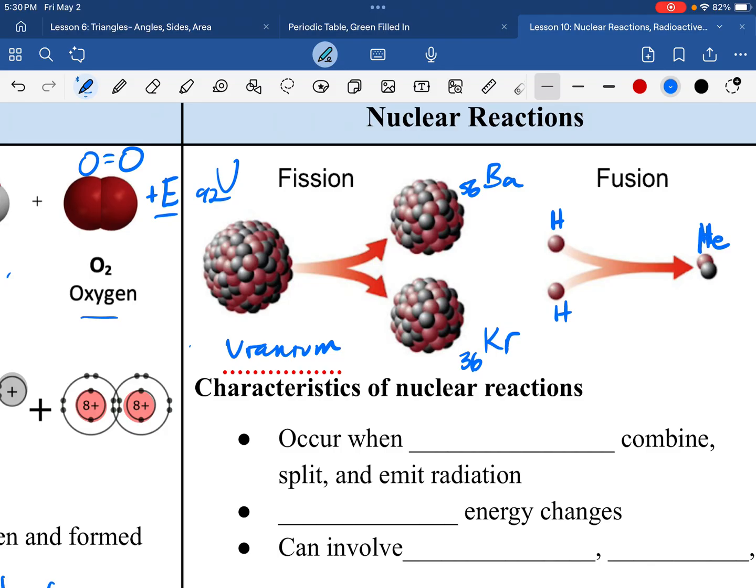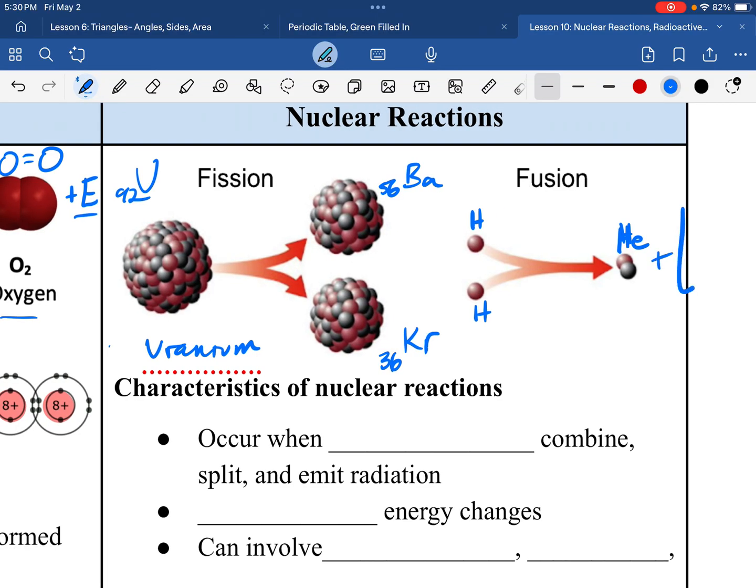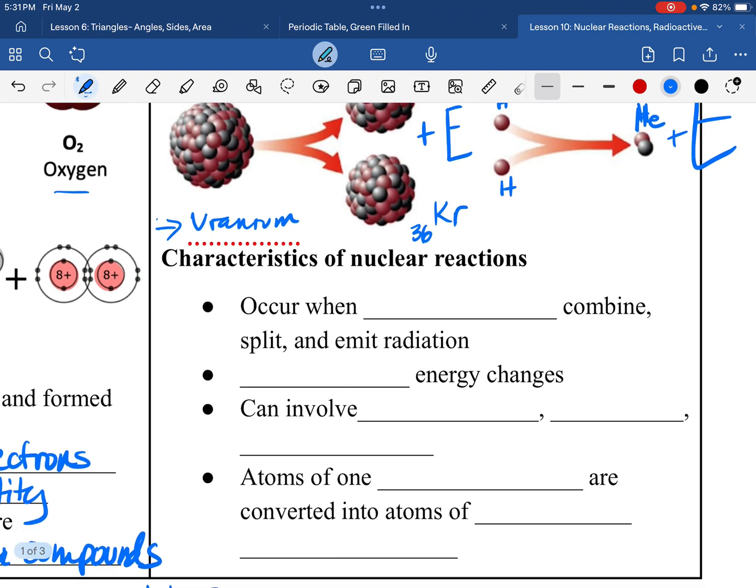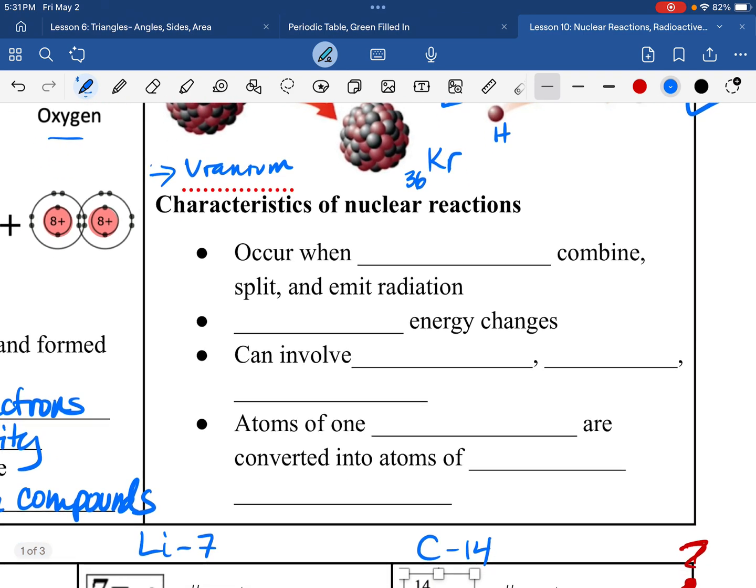And we know, of course, that releases an enormous amount of energy. We could draw a big E, as fission releases quite a bit of energy, right? That's why nuclear power plants use uranium and the fission of uranium to create quite a bit of power. So, nuclear reactions occur when nuclei combine or split and emit radiation.